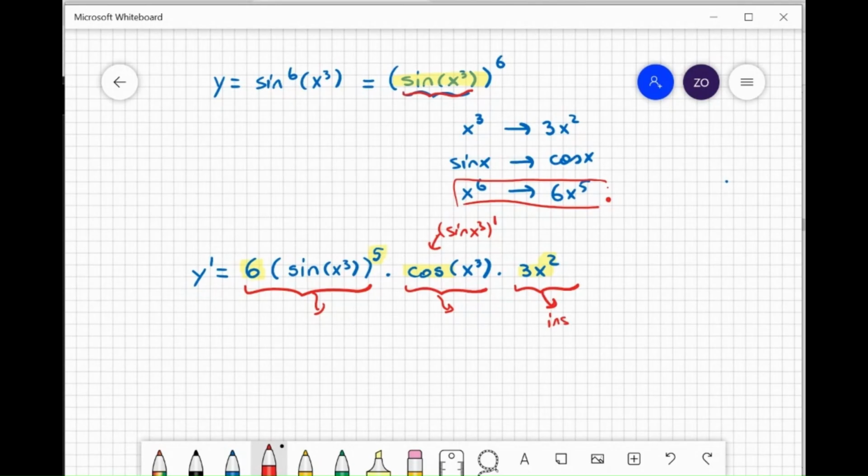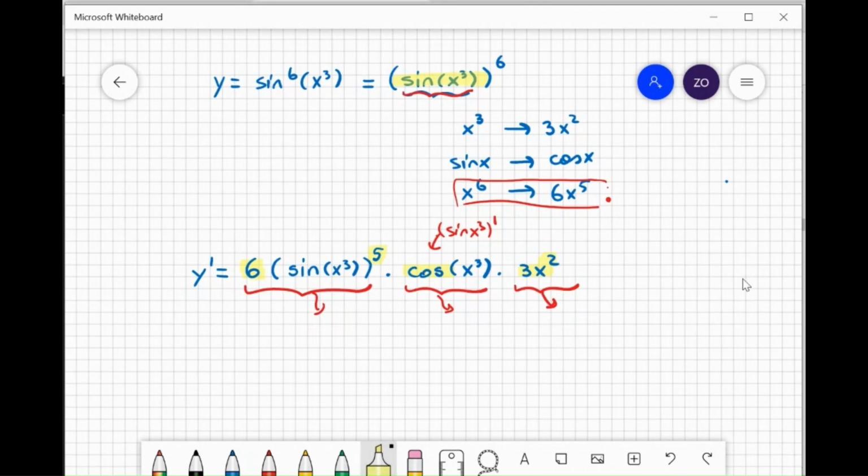this is the innermost function. This is the outermost function. And this is like the in between. So we just go in the order from outside to inside. Just keep multiplying the derivatives. Always plug in the innermost function into the next function, right? And then take those and plug into the outermost function.